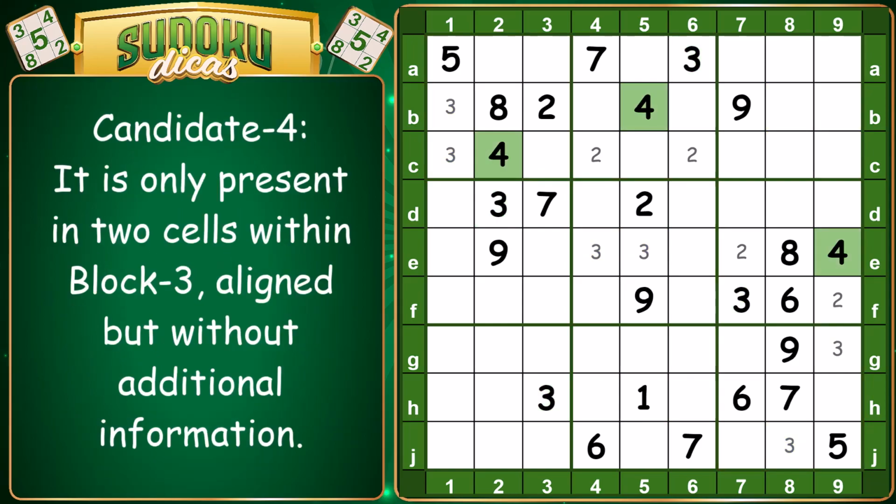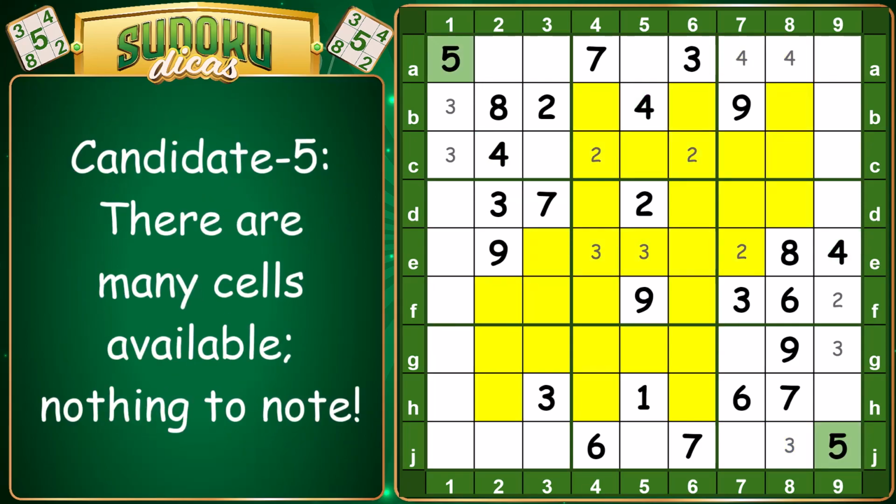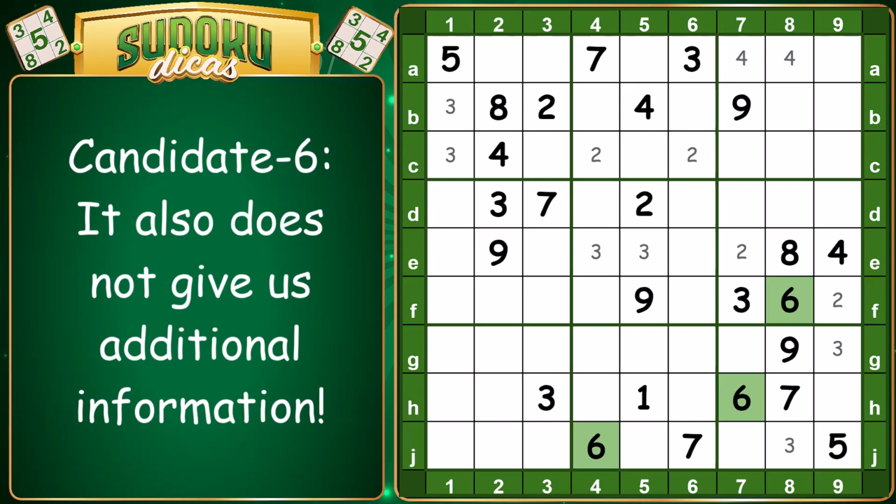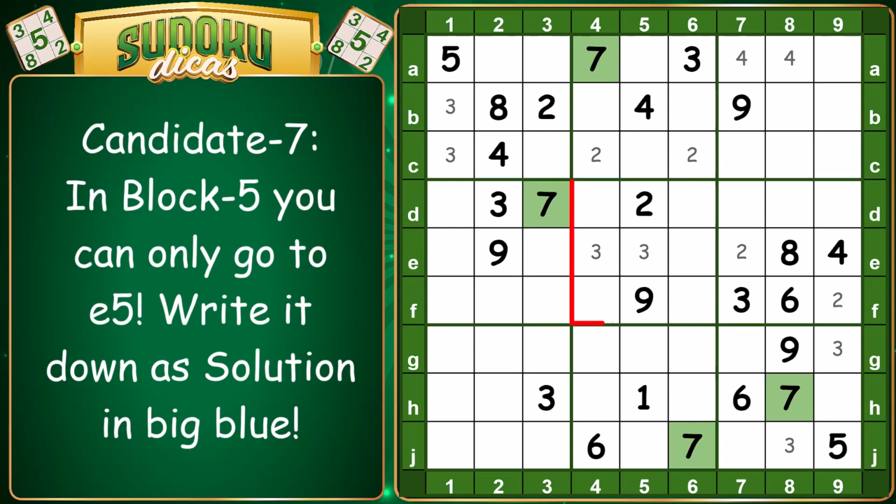Candidate 4. It is only present in two cells within block 3, aligned but without additional information. Candidate 5. There are many cells available, nothing to note. Candidate 6. It also does not give us additional information. Candidate 7. In block 5 it can only go to E5. Write it down as a solution in big blue.